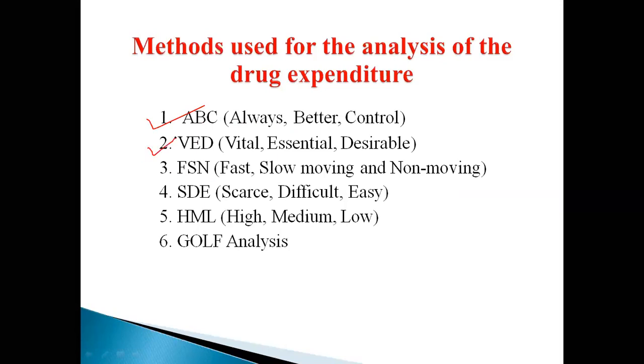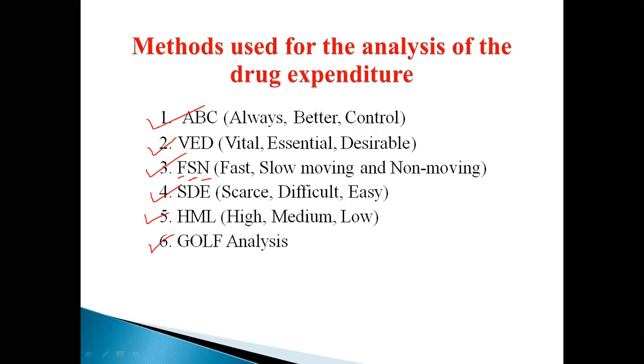The second analysis method is VED, vital, essential, and desirable. Third is FSN, fast, slow moving, and non moving. F is for fast, S stands for slow moving, and N stands for non moving. The fourth method of analysis is SDE, scarce, difficult, easy. Fifth is HML, high, medium, low. And the sixth one is GOLF analysis.